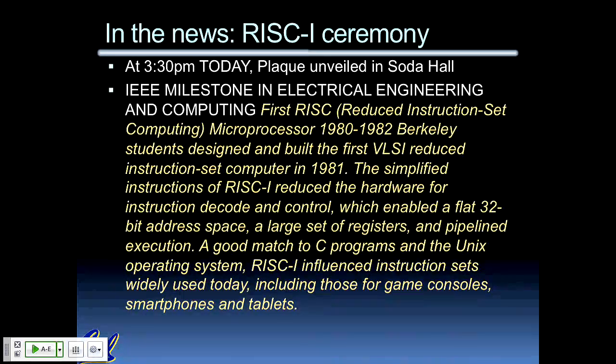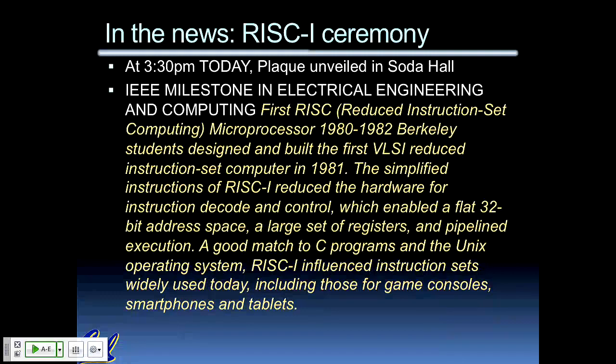Just in the news, a bit of history here at Berkeley. At 3:30 today, just at the start of class, there was a ceremony over in Soda Hall where the IEEE put up a plaque commemorating the first RISC processor. RISC-1 was developed by a group led by Dave Patterson and Carlo Séquin. They produced the first VLSI RISC processor in 1981. And there's the quotation from the plaque: First RISC processor produced 1980, 1982. Students designed and built the first VLSI RISC in 1981.